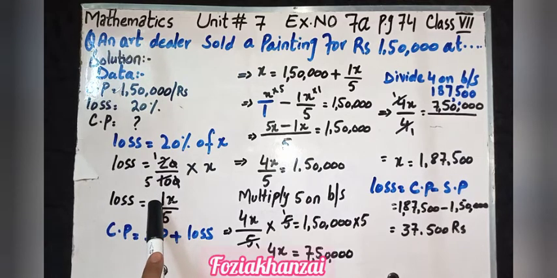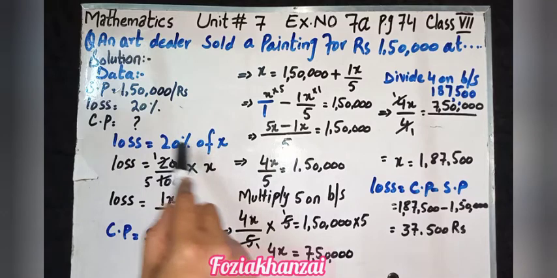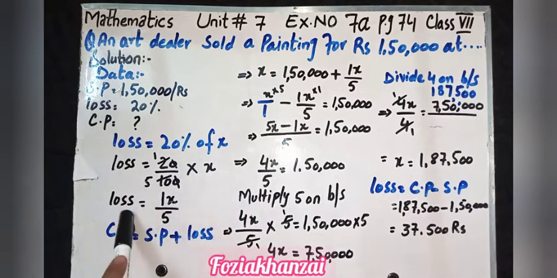The hidden coefficient is 1; it's up to you whether to write it. x upon 5 or 1x upon 5, both are the same. In the first step, after the data, we find the loss. So the 20% loss is 1x upon 5.